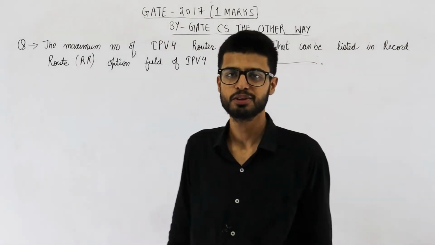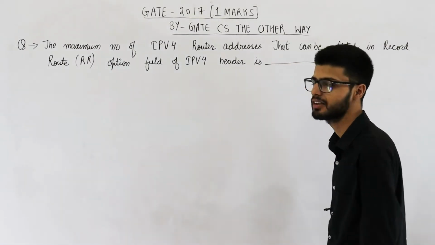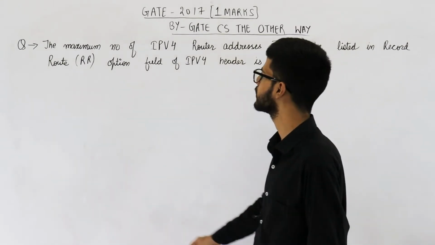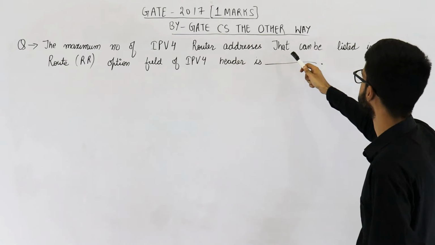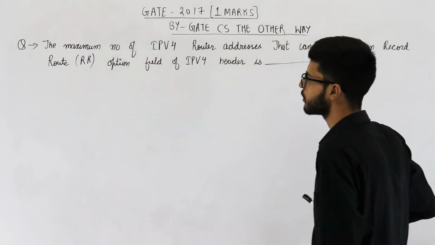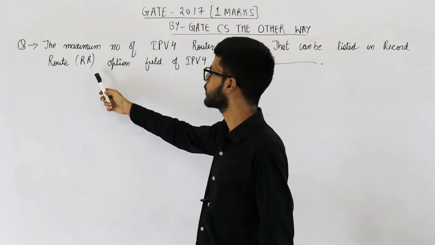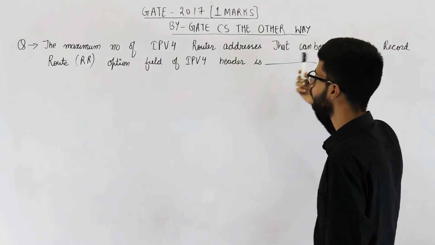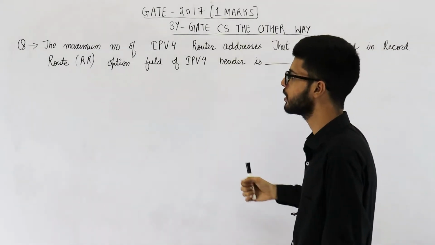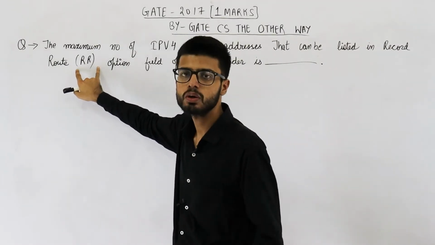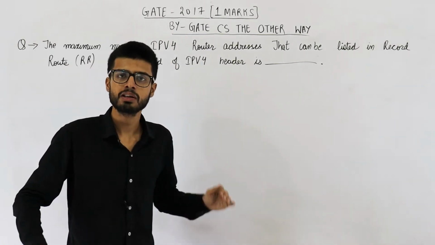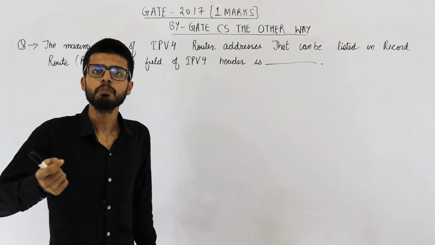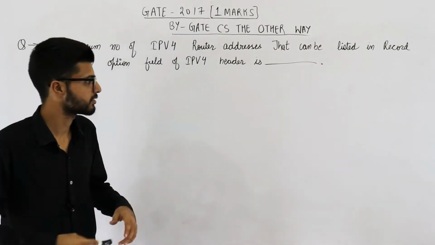The question is from GATE 2017 exam and is for 1 mark. Read it. They are asking the maximum number of IPv4 router addresses that can be listed in record route or RR option field of IPv4 header is. First thing is, what is this record route or RR option? Record route means we want to record the entire path that a packet has taken to reach the destination.